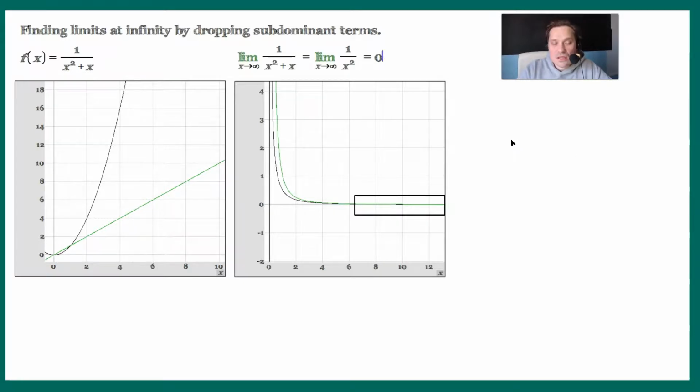You cannot use this approach of dropping, for example, subdominant terms when you are close to 0. So what I mean by that is the following. Look carefully here. You see that around 0 itself, say from 0 to about 3, the graphs are clearly separate. In other words, 1 over x squared plus x is quite different from 1 over x squared when x is a small value like 1 or 2, maybe even 3, and so on, okay? But when x is large, then for the purposes of doing limits, you treat them equivalently.